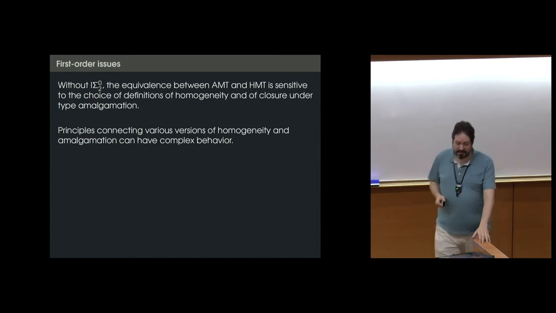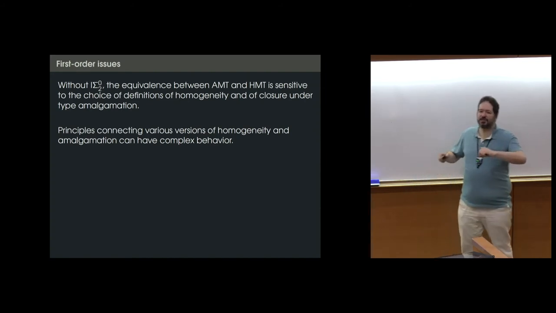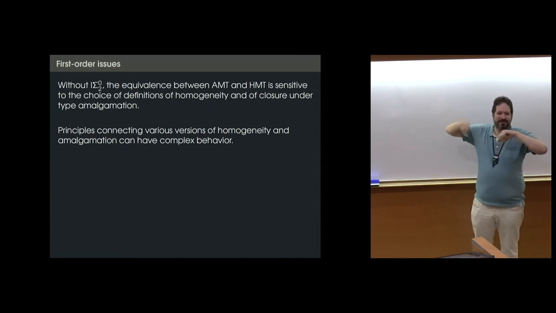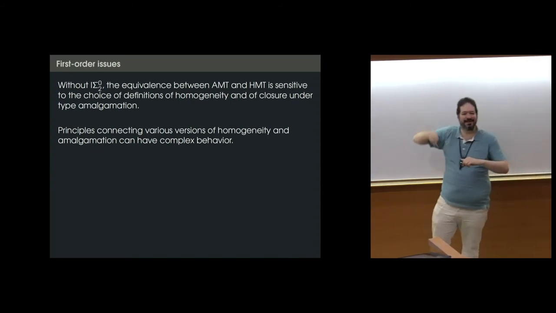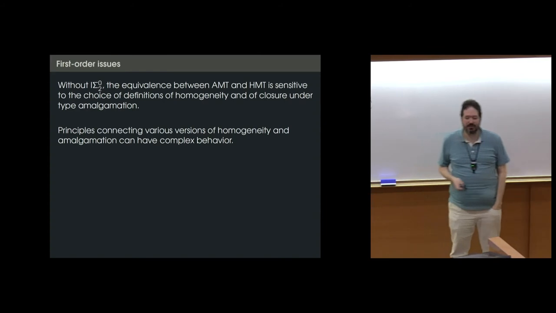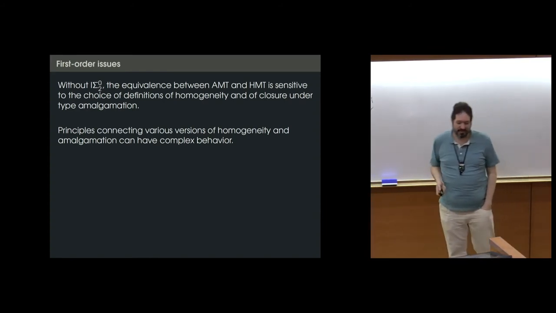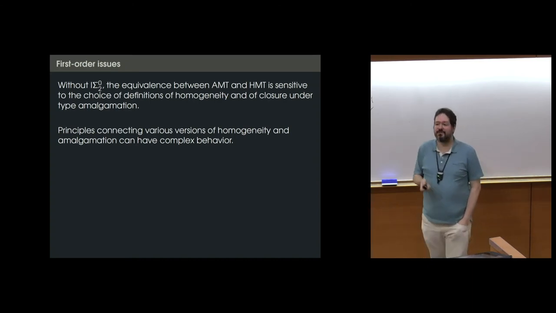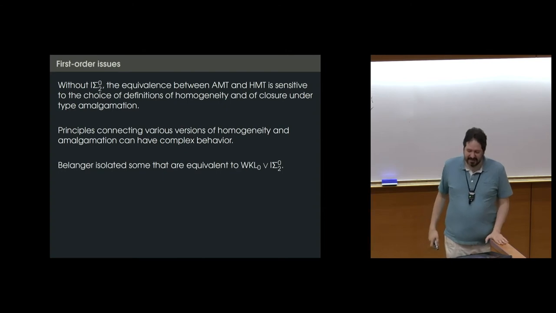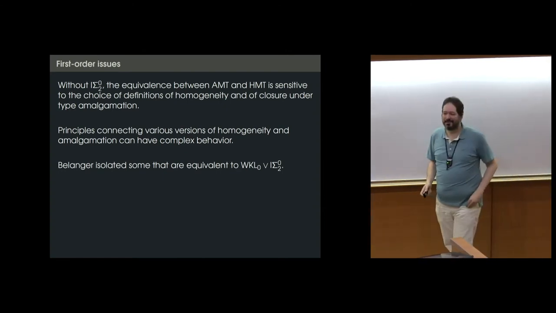So there are all of these principles that connect various versions of homogeneity and amalgamation. If you've got this version of amalgamation, then you can get that one, or this version of homogeneity. So as you can imagine, there's a huge chart of possibilities, and that can have really complex behavior. In some cases, you get something equivalent to I sigma 2 or B sigma 2, or of course provable in RCA not, but some of them behave really weird. So David has isolated some versions that are equivalent, for example, to WKL not or I sigma 2, which is a weird level.